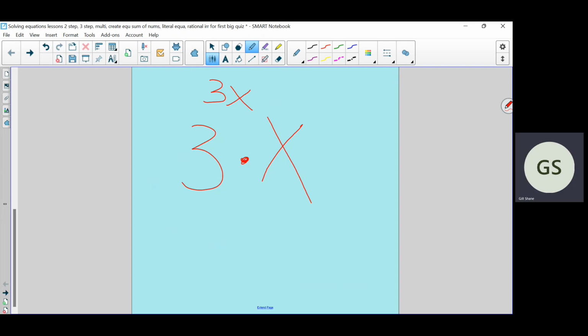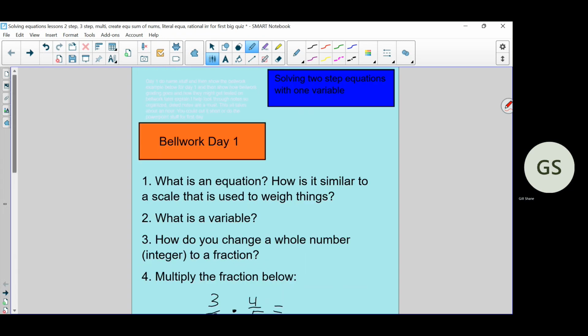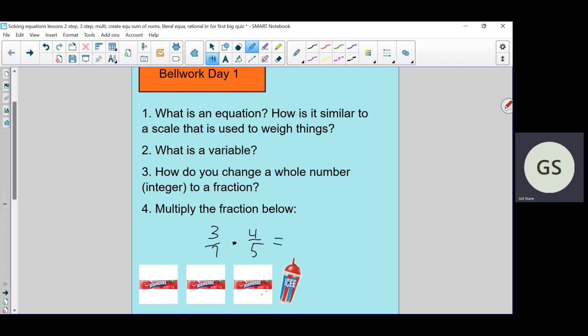All right, so these are 2 review things. How do you change, so if I give you this number, I give you 4. If I say I want to make that into a fraction, how do I make a whole number or an integer into a fraction? It's done the same way every single time. Doesn't matter what number it is. You can actually even do it with a decimal. You need to write this down if you don't know it.